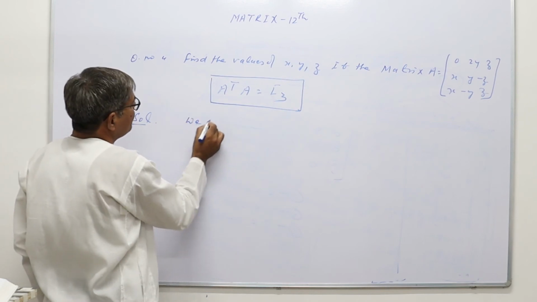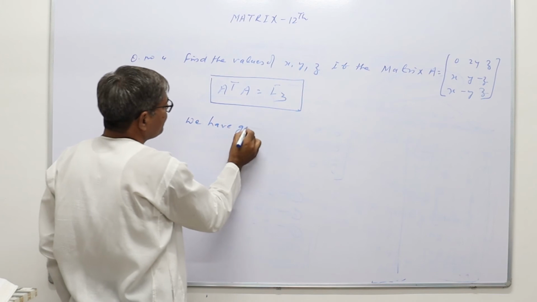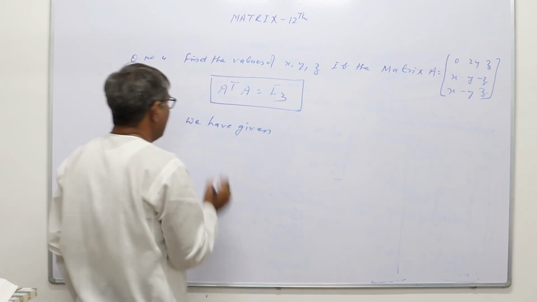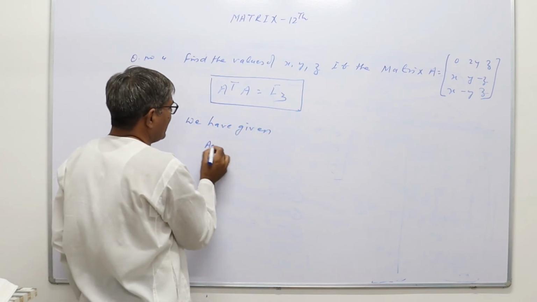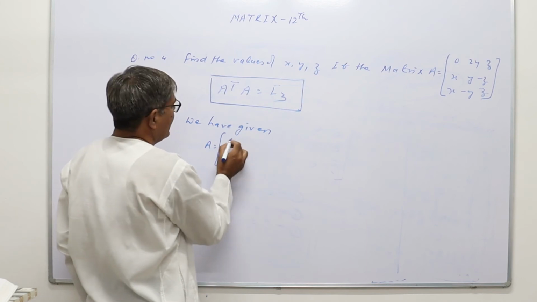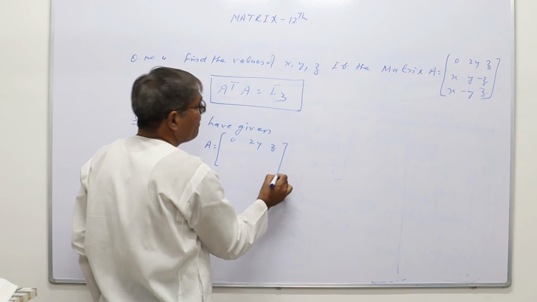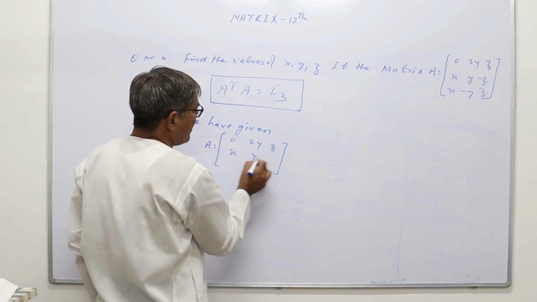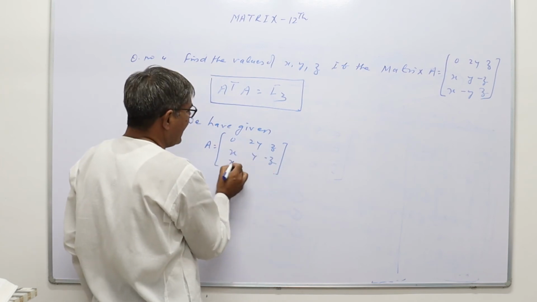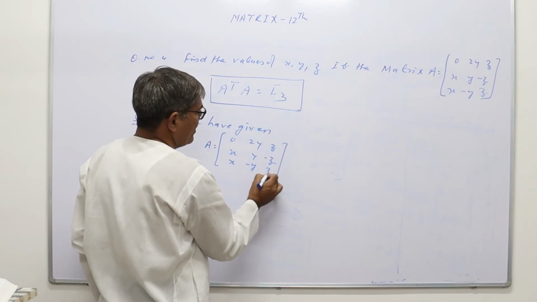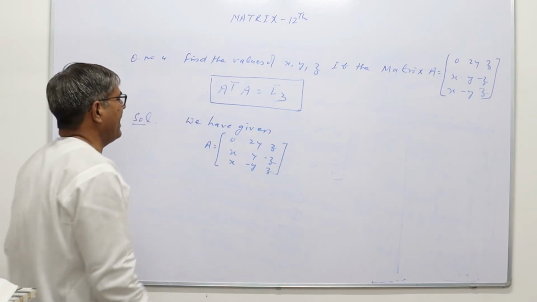We have given, what is given to us? We have given matrix A is equal to [0, 2y, z; x, y, -z; x, -y, z]. This is the given matrix.